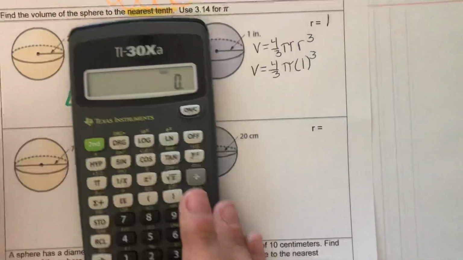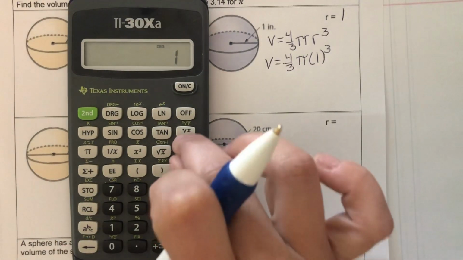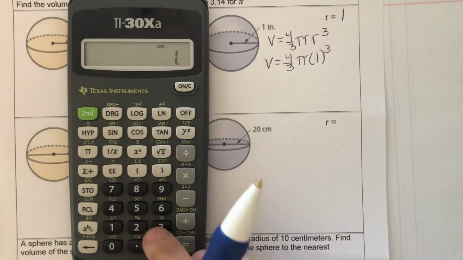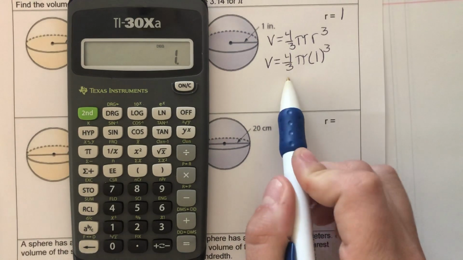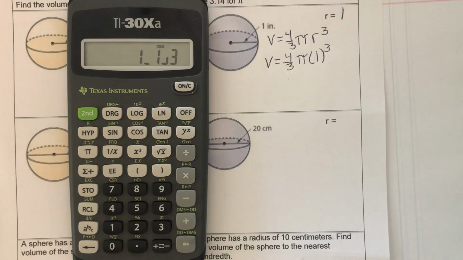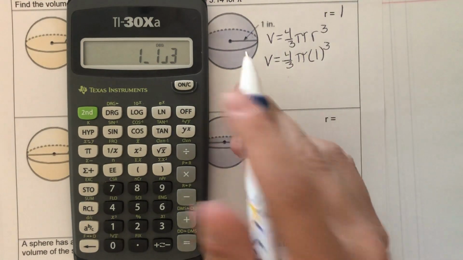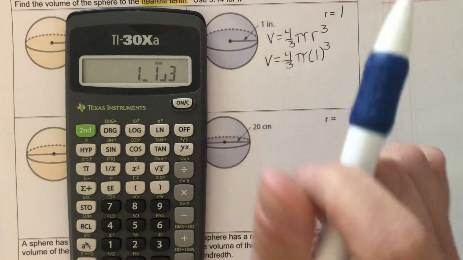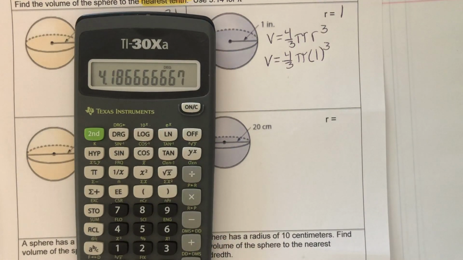Okay, we can use our calculator here. This one's easy. 1, hit this button right here. Our exponent is 3, and we get 1, because 1 times 1 times 1 is 1. Then we're going to multiply that by 4/3. Again, that one's easy. Times 4, fraction button, 3, and we get 4/3, or 1 1/3. Then we are going to multiply this number by 3.14. It told us to use 3.14 for pi. So times 3.14. And we get this big long number.